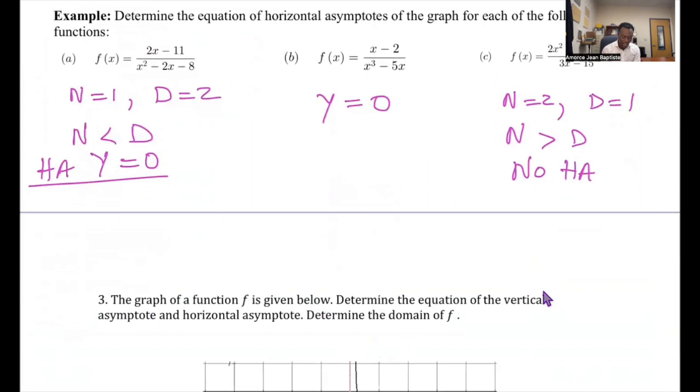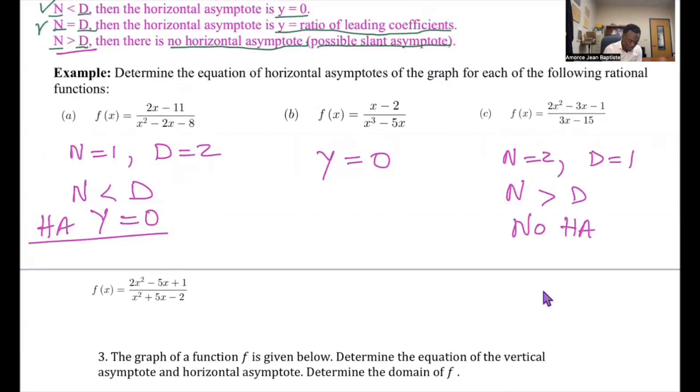Now let me take another example. If I give you f of x equals 2x squared minus 5x plus 1 over x squared plus 5x minus 2. We have this, and I want you to find the equation of the horizontal asymptote. Same question here.